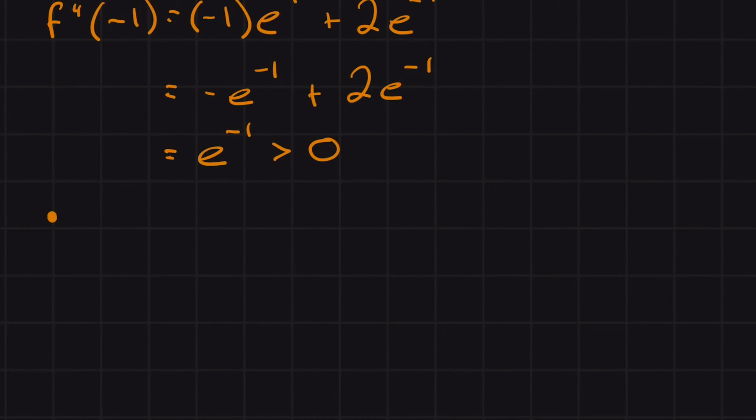So now we have shown that f prime of negative 1 is equal to 0, and f double prime of negative 1 is greater than 0. Therefore, the graph of f is concave up at negative 1, and x equals negative 1 would be a local minimum.